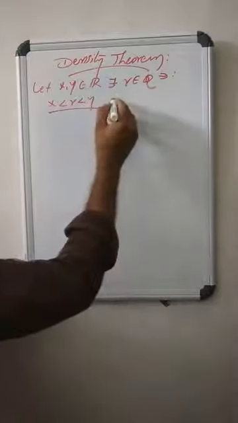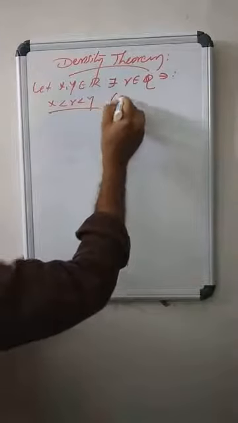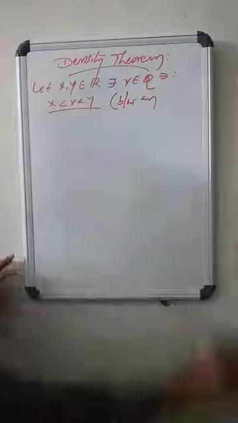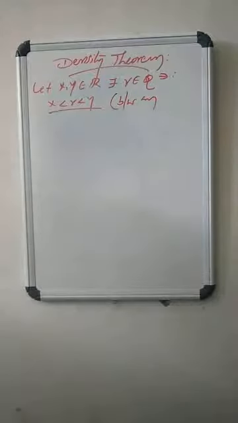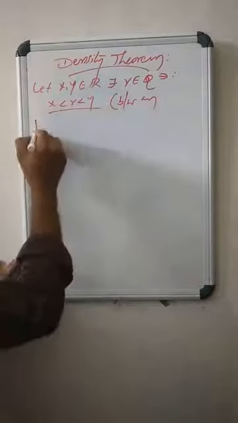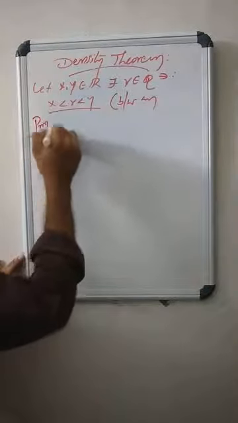That is, between any two real numbers, there exists a rational number. The density theorem of rational numbers is restated as: between any two real numbers, there exists a rational number. How to prove it? The proof goes this way.